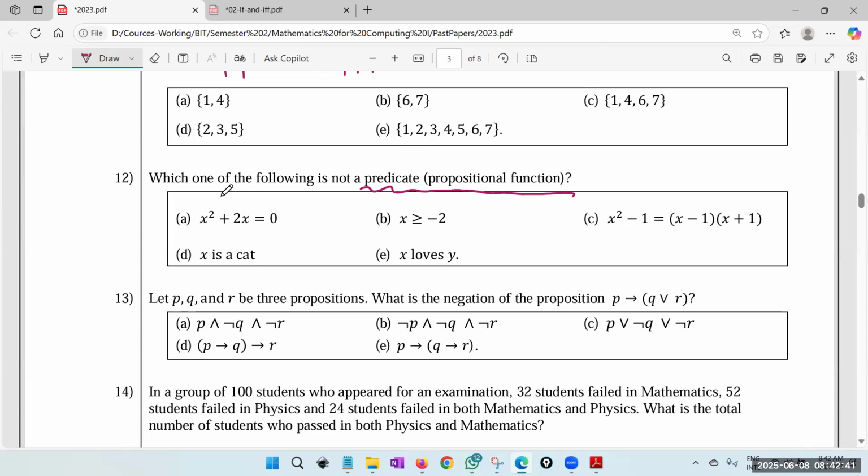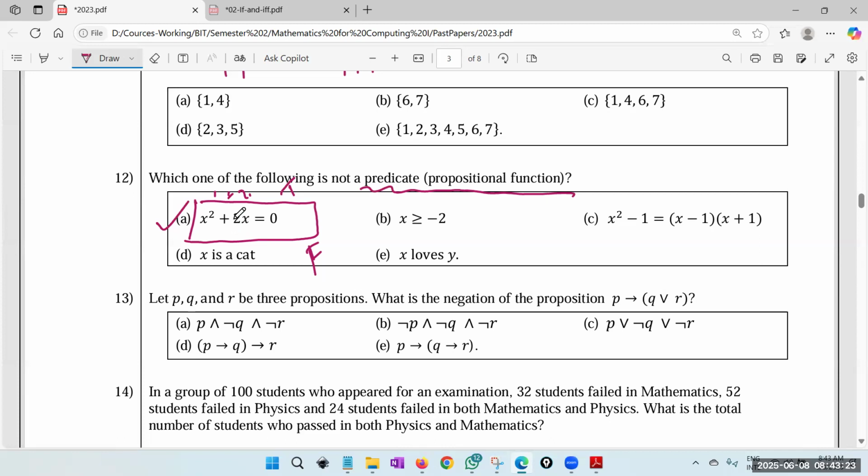So what about this? X squared plus 2x equals 0. Is it always 0, or depending on the value of x, it can be true or false? For example, when x is 0, this is true. But for any other number, this is false. Any other number, like 1 squared plus 2 is 3, and 3 is not 0. So that means it has a variable, it is a function, and also it can be true or false, not definitely true or definitely false. So therefore, this is a propositional function.